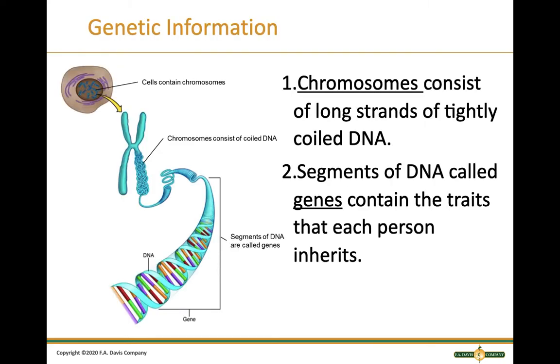Alright, this shows us a picture of some DNA. It's wrapped up tightly in our cells in what are called chromosomes. Chromosomes are these long strands of tightly coiled DNA. Again, it has to be coiled up in order to fit inside of our cells. The segments of DNA called genes contain the traits that each person inherits. So within each chromosome there are several genes, and then the gene, remember, is going to have the information to make specific proteins.